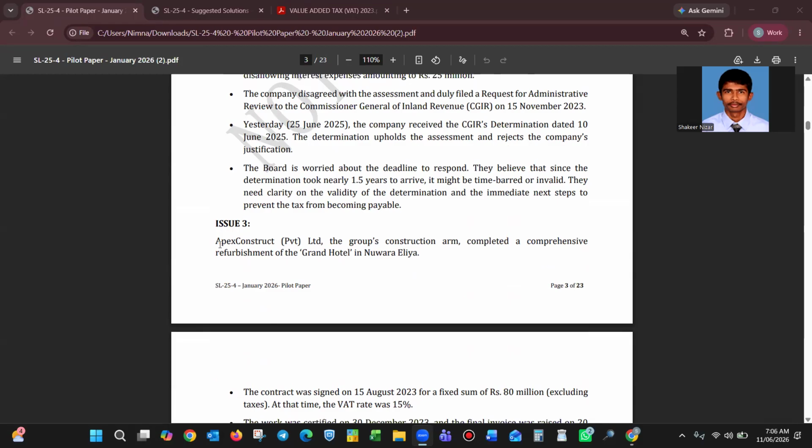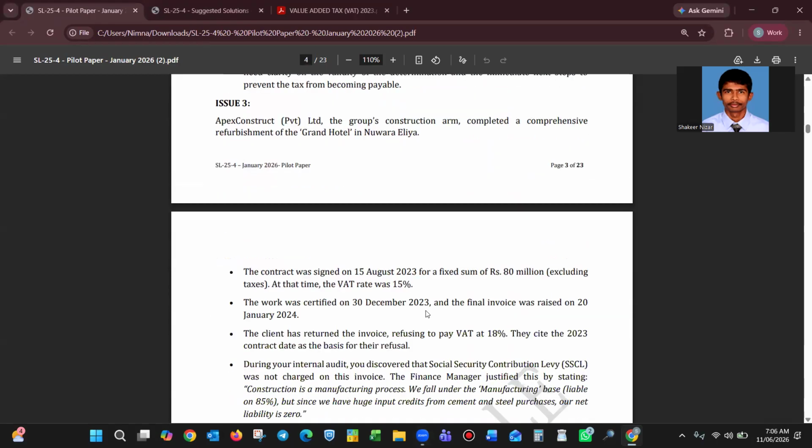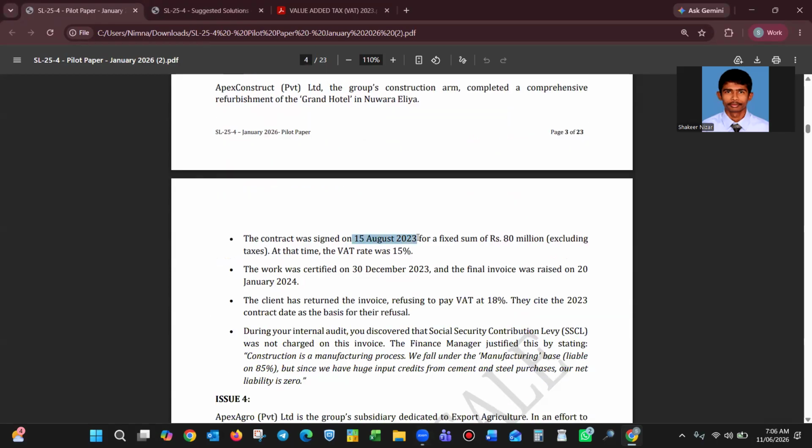refurbishment on the Grand Hotel in Nuerelia. The contract was signed on 50th August 2023, for a fixed sum of 80 million excluding taxes. At that time, the VAT rate is 15%. The work was certified as completed on 30th December 2023. The final invoice was raised on 20th Jan 2024.